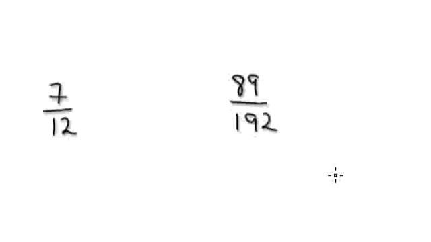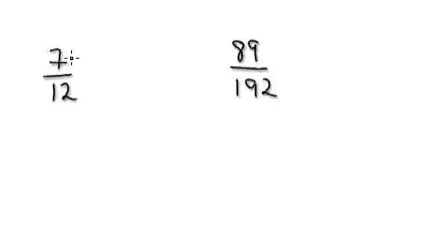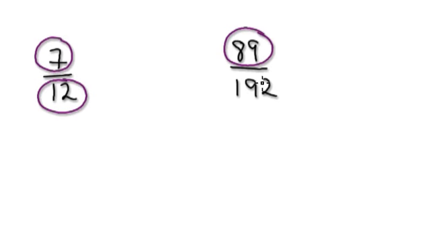Let me ask you this question here. In an exam, which is better? You getting 7 correct out of a total of 12 questions, or you getting 89 questions correct out of 192 questions.